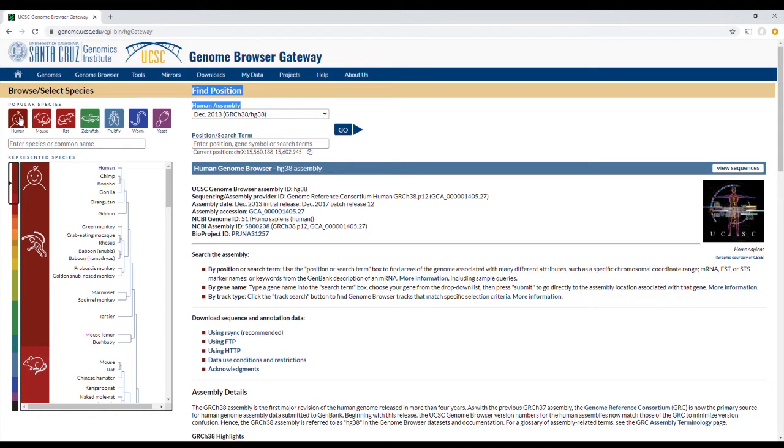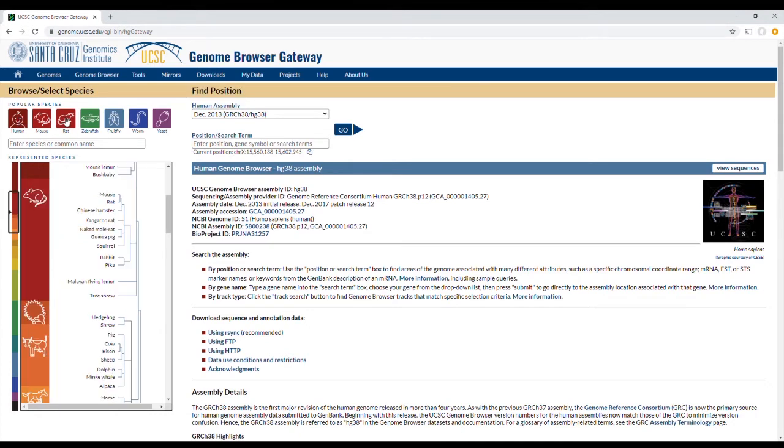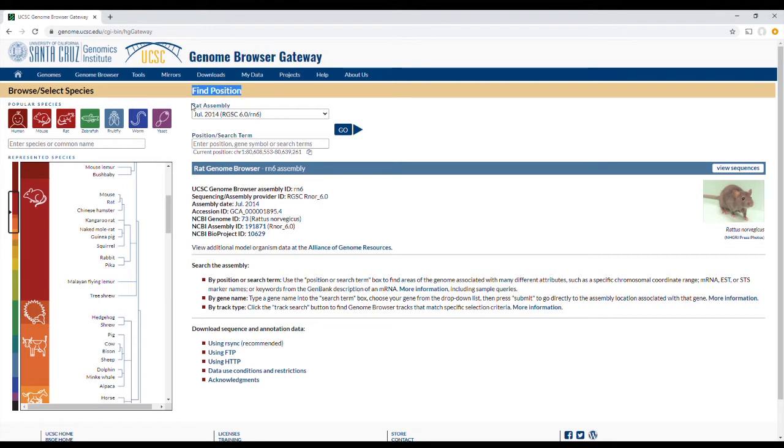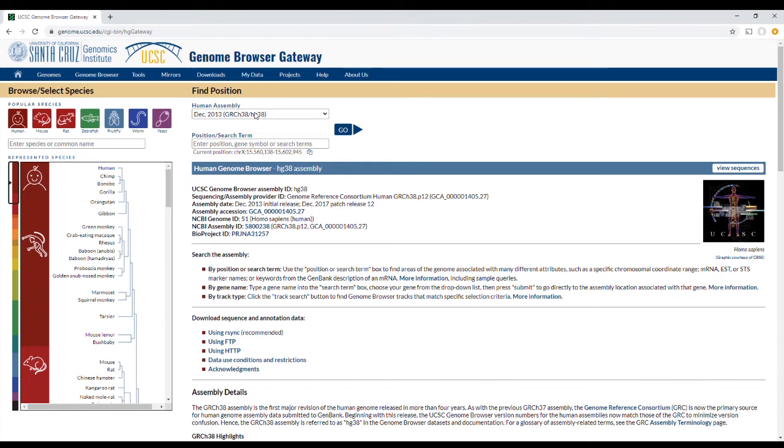So human is currently selected. If I go to rat, that's going to change from human assembly to rat assembly. What that is doing is giving me a number of different genomes to compare, and those genomes are basically the most recently published ones and the kind of consensus genome sequences. So I'll go back to human, and as you can see, the most recent human assembly is from December of 2013. This doesn't have the original drafts from the late 90s, early 2000s.